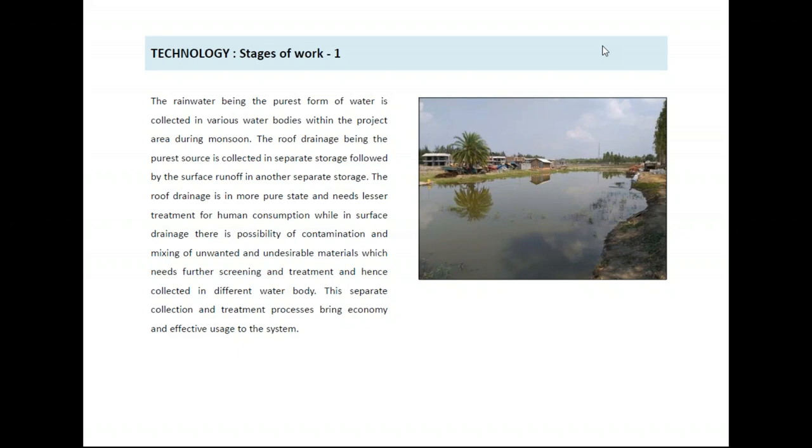The roof drainage, being the purest source, is collected in separate storage, followed by the surface runoff in another separate storage. The roof drainage is in a more pure state and needs lesser treatment for human consumption, while in surface drainage, there is possibility of contamination and mixing of unwanted and undesirable materials, which needs further screening and treatment, and hence is collected in different water bodies. This separate collection and treatment process brings economy and effective usage to the system.